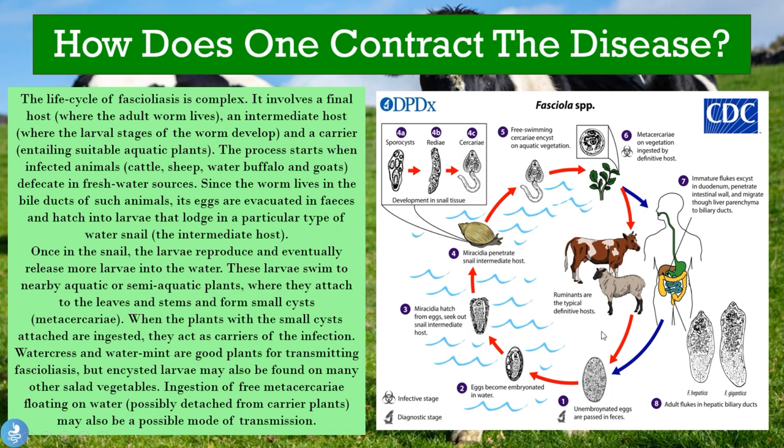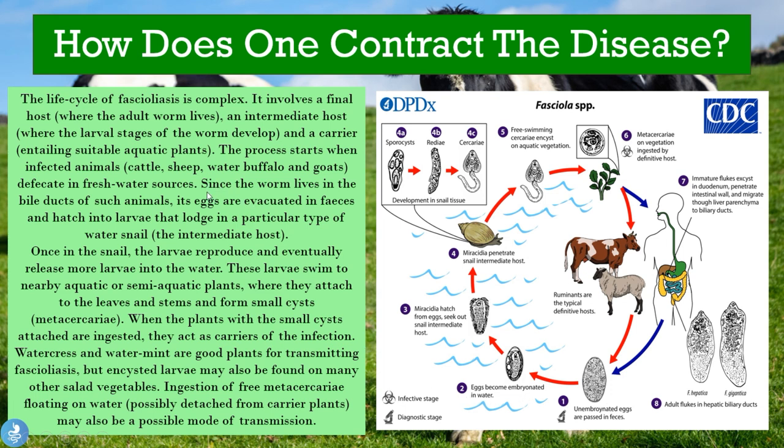So if we take a closer look at this image on the right side of my screen, we see what the basic life cycle of this disease looks like. We're going to begin here with the sheep and cattle. It says ruminants are the typical definitive hosts. From here, we have the unembryonated eggs, which are passed into the feces. So this is actually a fresh water source, and the eggs become embryonated in the water.